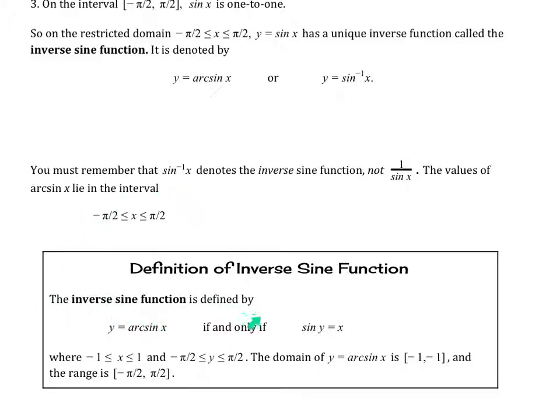So the inverse sine function is defined by y equals arc sine of x if and only if sine of y equals x. Notice how these values change. With inverse functions, you change the x and y. So x is between -1 and 1, and the y value is between negative pi over 2 and pi over 2. So that has to hold true there. The domain of y equals arc sine of x is -1 to 1, and the range is negative pi over 2 to pi over 2.